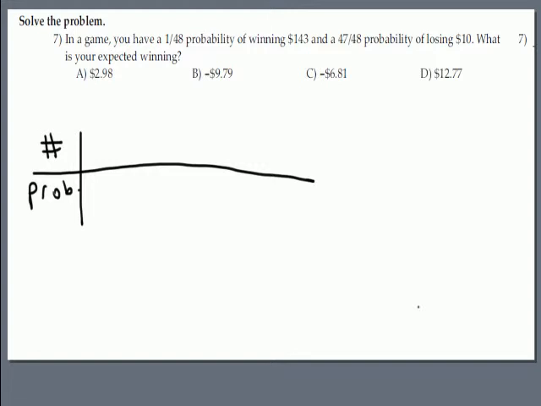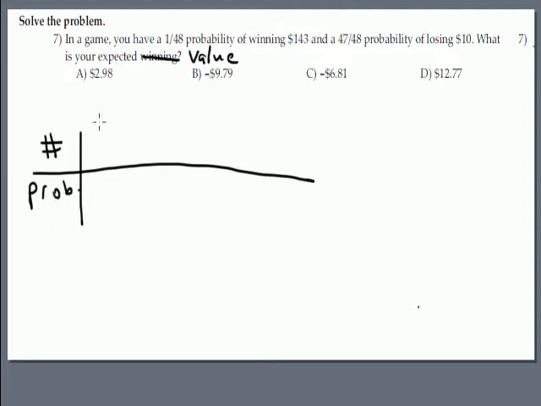Looking at number 7 on review for exam 2, version A, we're told in a game you have a 1/48th probability of winning $143 and a 47/48th probability of losing $10. What's your expected winning? We really want to read that as, what's your expected value for this problem. When we're doing expected value problems, we're going to want to look at a probability distribution table, where we list some value and its associated probability.